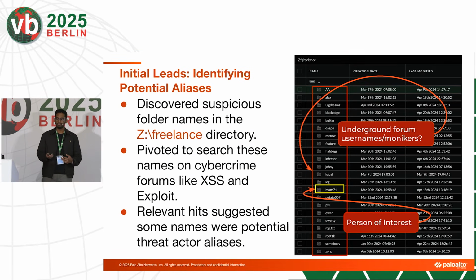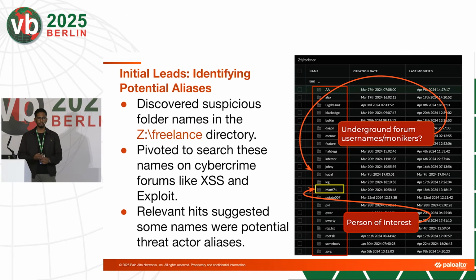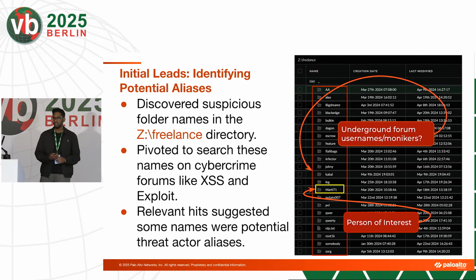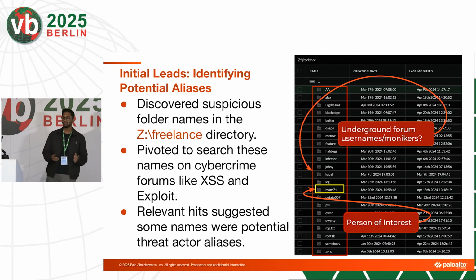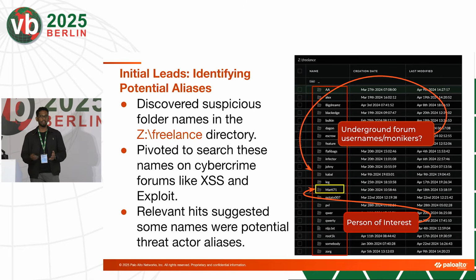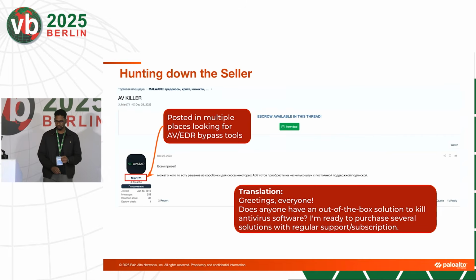On the rogue system, we found a directory called Z freelance containing folders with pretty suspicious names. We hypothesized that these could probably be aliases for other threat actors and searched for those names on cybercrime forums such as XSS and Exploit. One particular username called Marty71 immediately stood out. That individual had multiple posts actively seeking out tools to bypass antivirus and EDR solutions.